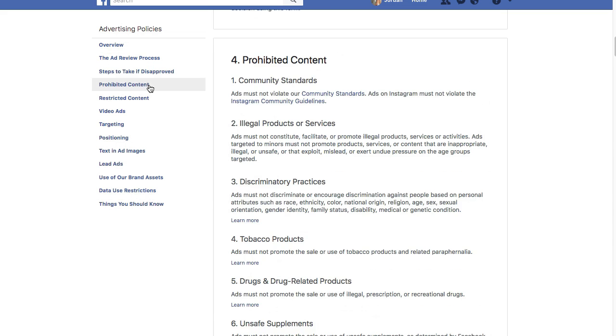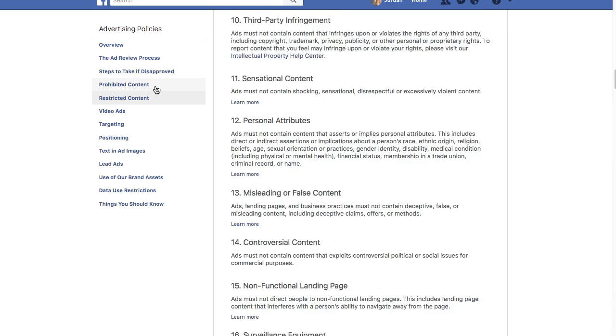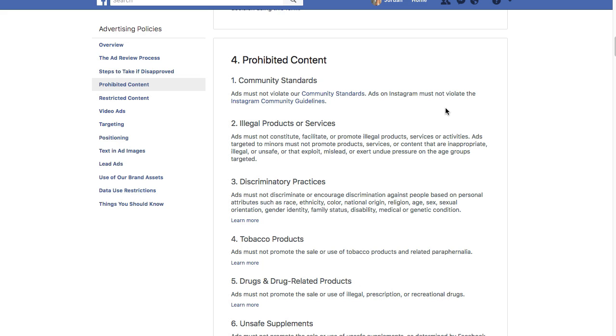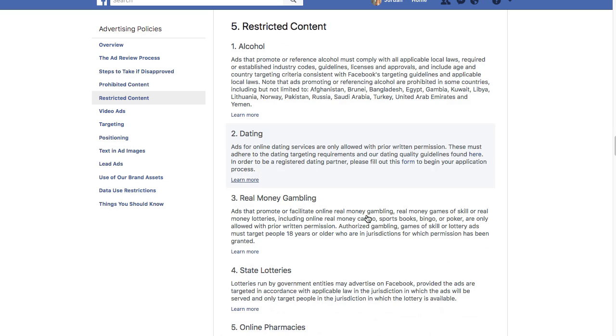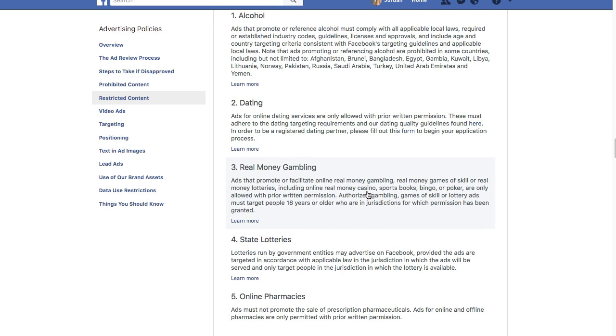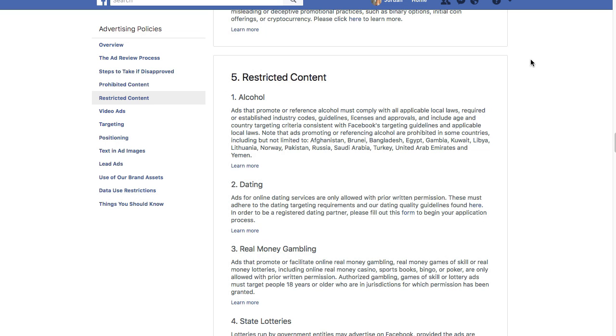There is prohibited content and restricted content. Prohibited content is content that is just not allowed whatsoever under any circumstances. Restricted content is content that will most likely be flagged and put under scrutiny by an actual live person at Facebook before your ad is approved. So you need to be very careful when advertising anything in this restricted content area, because they're not going to let you toe the line. They're going to make sure you are well within their terms of service before they approve your ad.